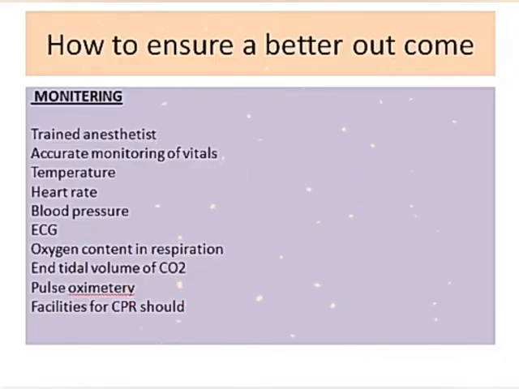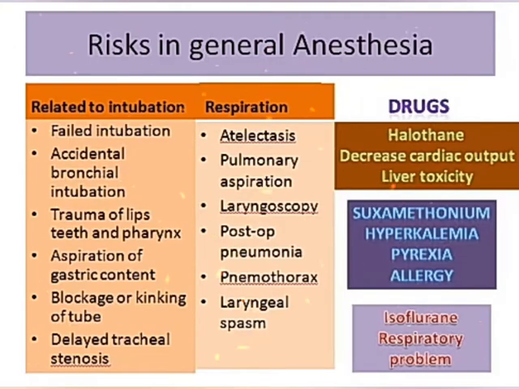Now, how to ensure a better outcome of anesthesia is simply by monitoring and having a trained anesthetist. Accurate monitoring of vitals like temperature, heart rate, blood pressure, ECG, and oxygen concentration and respiration is monitored by pulse oximetry. And the facility should have an accurate team for which CPR should be done upon the patient if the code blue is initiated.